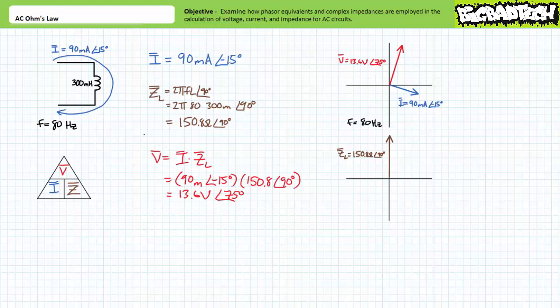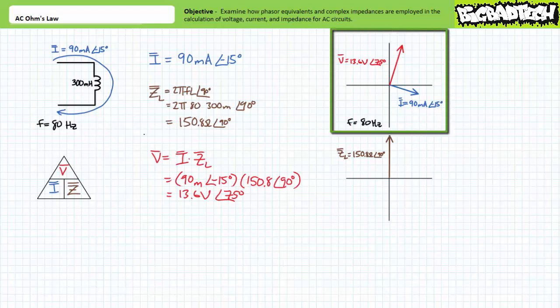Additionally, since the above conditions were established at 80 Hz, it is assumed voltage also has a frequency of 80 Hz. Note the phasor diagram shows V leading the previously agreed upon reference by 75 degrees, and I lagging the previously agreed upon reference by 15 degrees.